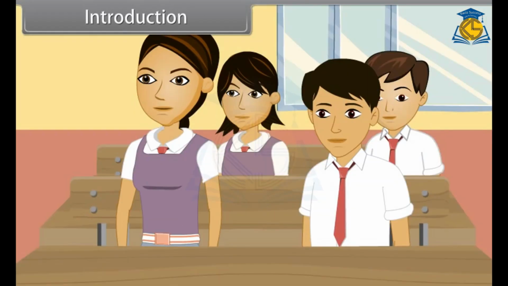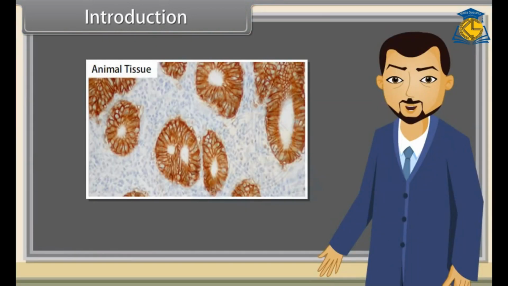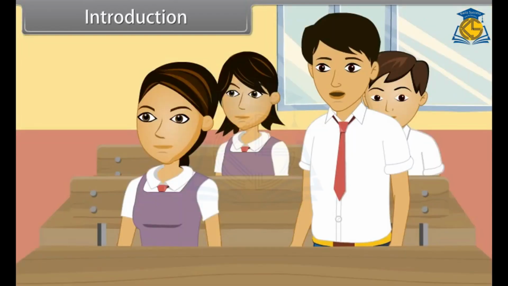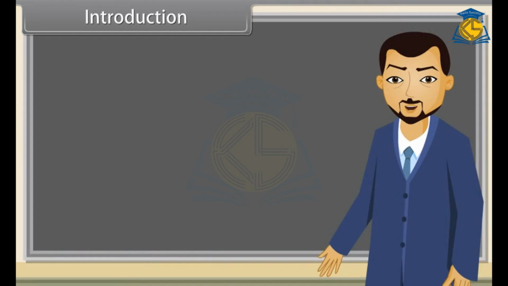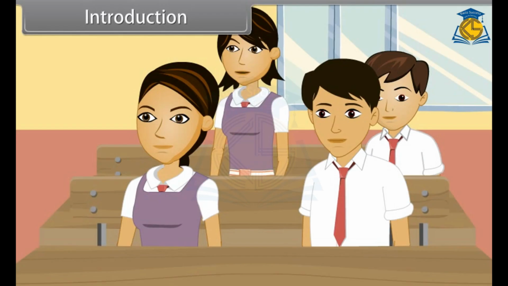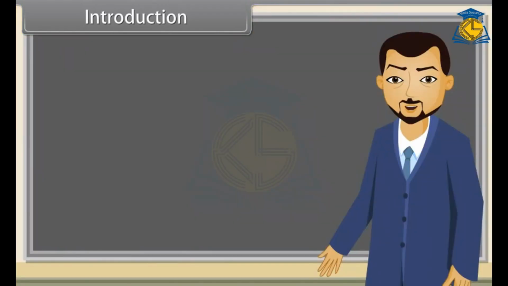Sir, what kind of structure do animals have? All the animals are made up of tissues. Sir, how many kinds of tissues in animals are present? There are 4 types of animal tissues. Sir, are the organs in the human body also made of tissues? Yes. In this lesson, you will learn animal tissues and the organs.